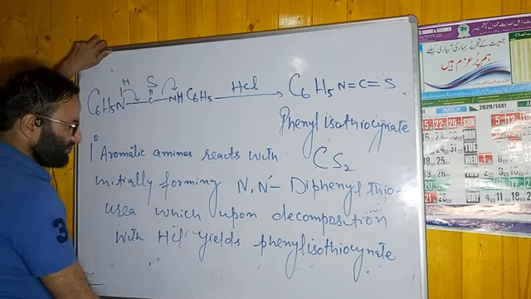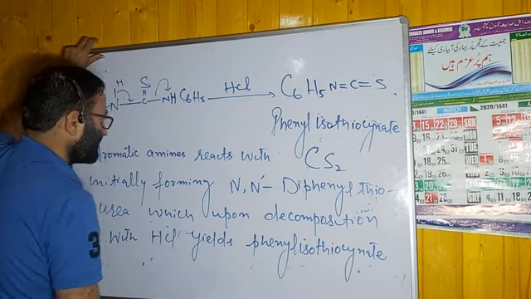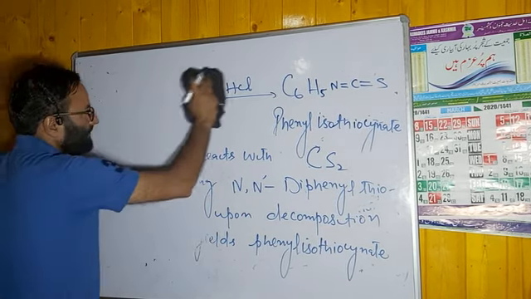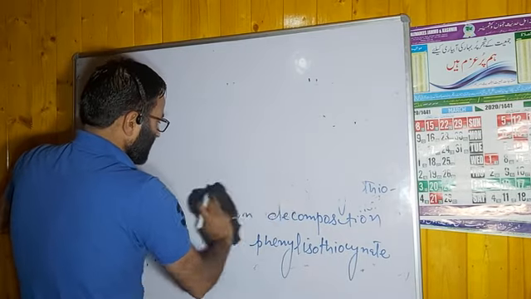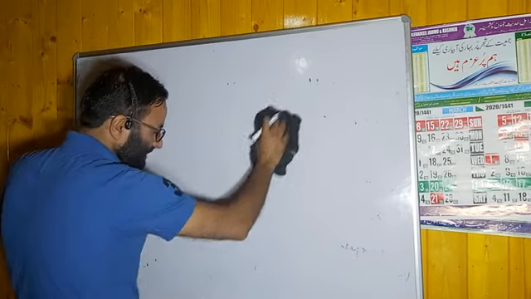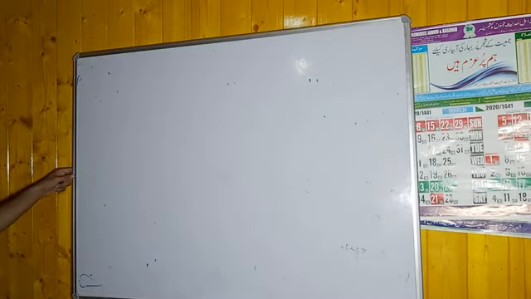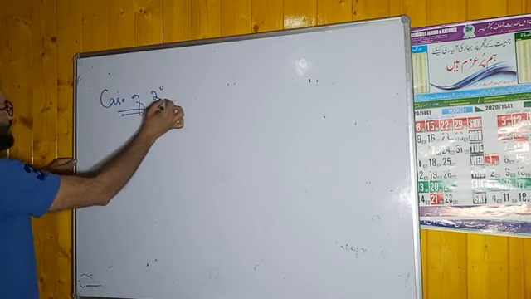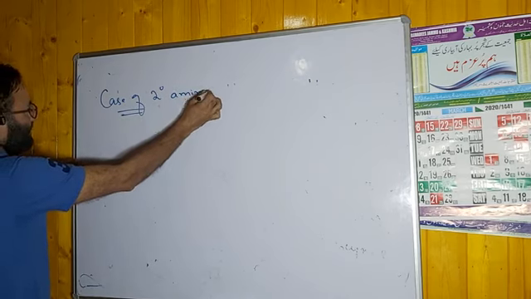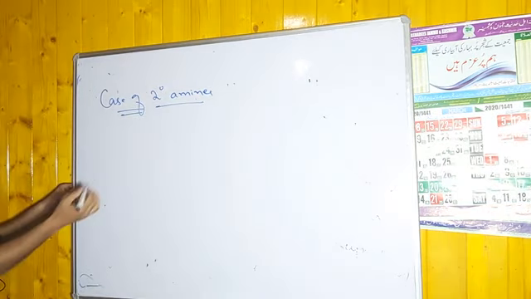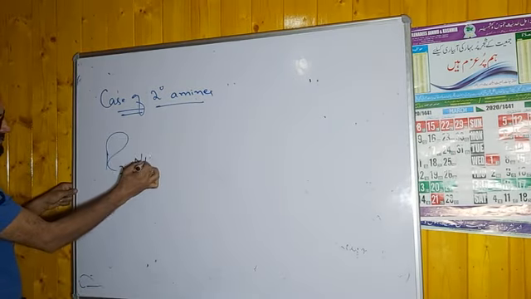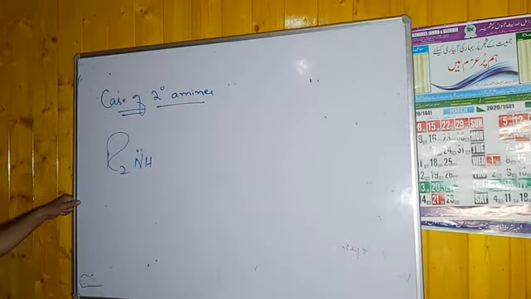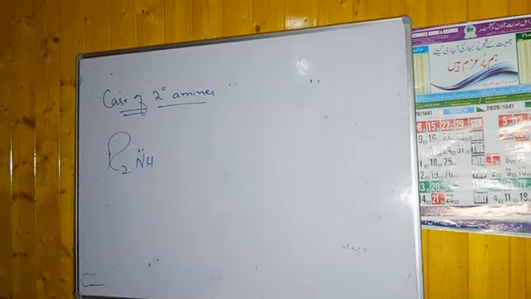This is the case of 1 degree aliphatic and 1 degree aromatic amines with carbon disulfide. Now you will have the third one, the case of 2 degree amines. You will see how the 2 degree amines react. You will have R2NH. It has a nitrogen, so it can undergo the reaction. Tertiary amines will not undergo this reaction because they do not have the free hydrogen.